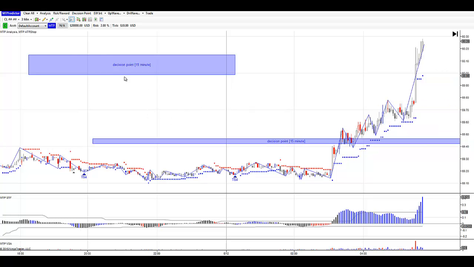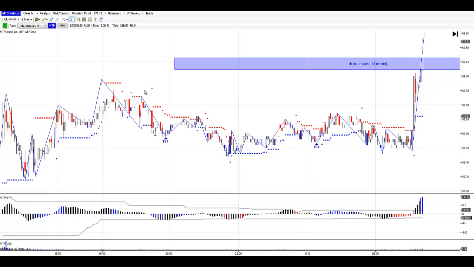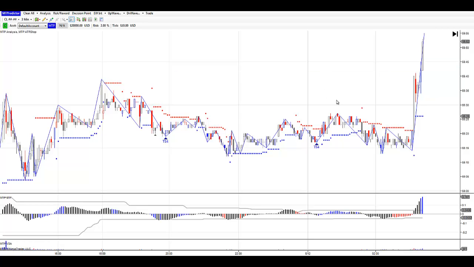Alright, this happens to be a 3-minute chart of oil. Okay, and we'll go through the steps here. First of all, we want to identify support and resistance. I'm going to remove this level here. So here again is the 3-minute chart of oil, just a 24-hour chart here. I'm going to go to the 15-minute chart.